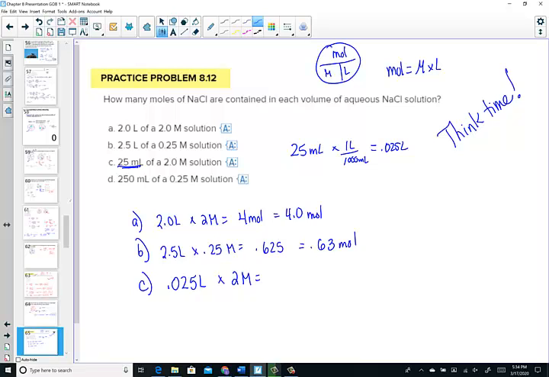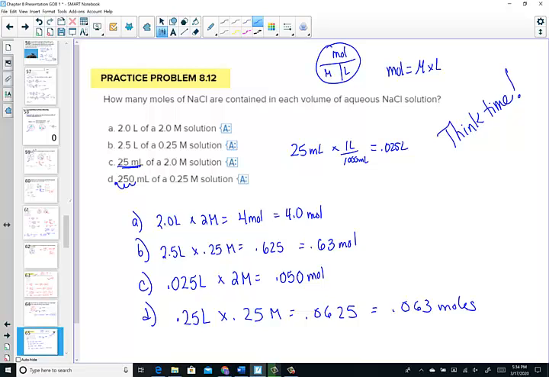0.025 times 2, and that's 0.05, and I better make that 2 sig figs, so I got to put another 0 there, and that would be moles. And one more in this stretch. 0.25 liters, right? 1, 2, 3. 0.25 liters times 0.25 molar equal, and that's 0.0625. I better give that 0.063 moles. Super awesome.